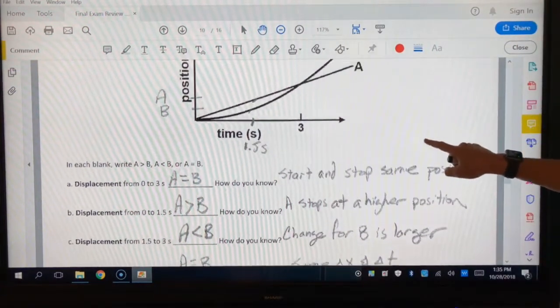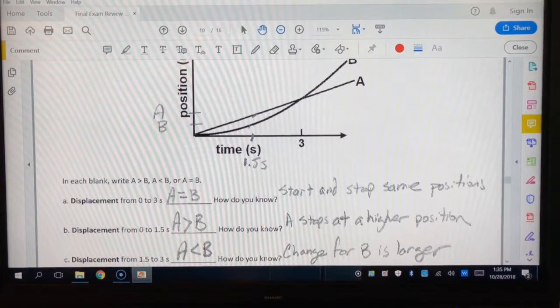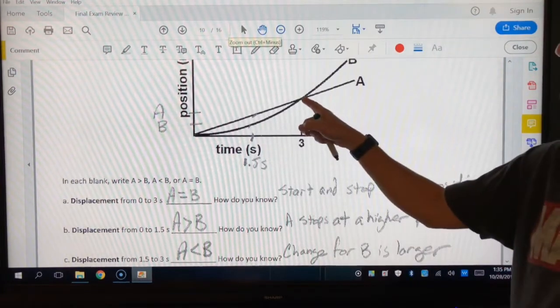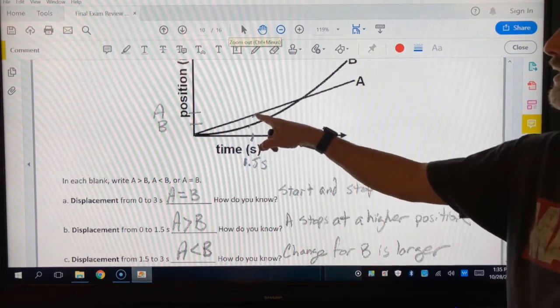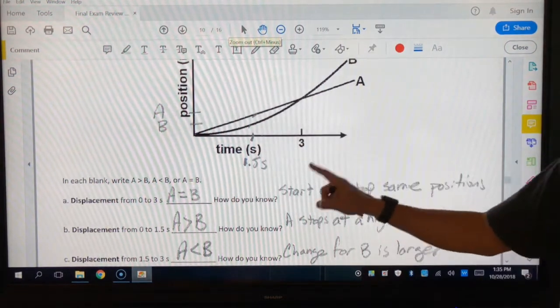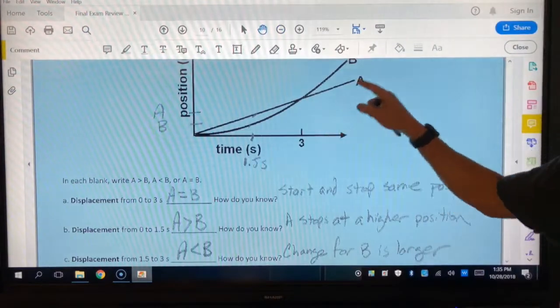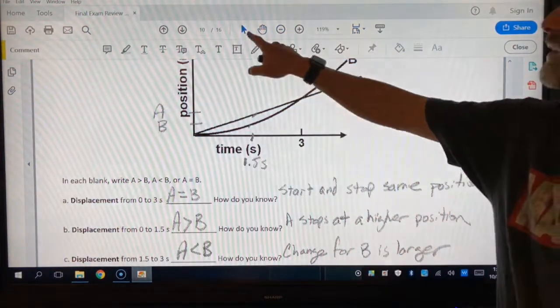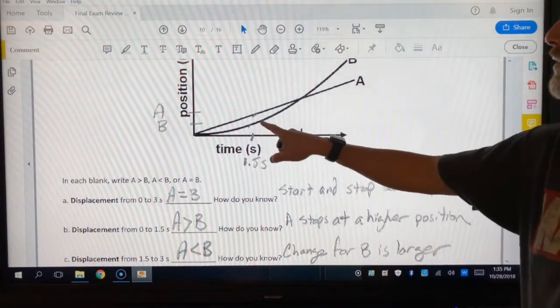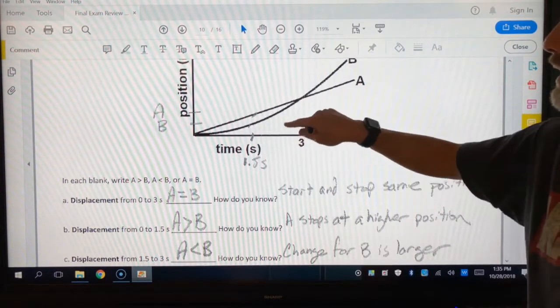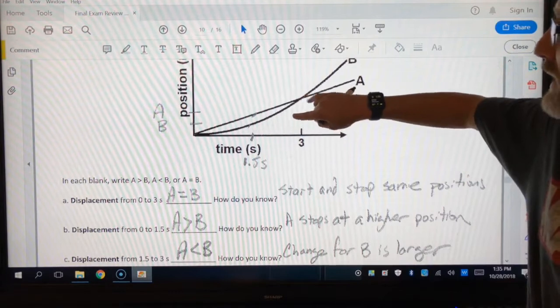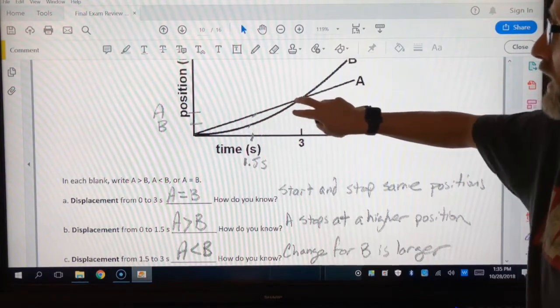For the next one, from 1.5 to 3 seconds, A is going to have a bigger displacement than B is because for A, we're going to go from here to here. I'm sorry, A is going to be less than B because A, here, let's get rid of this. A goes from here to here and B goes from down here all the way up. So the change in position for B is bigger than it is for A, which is right there.